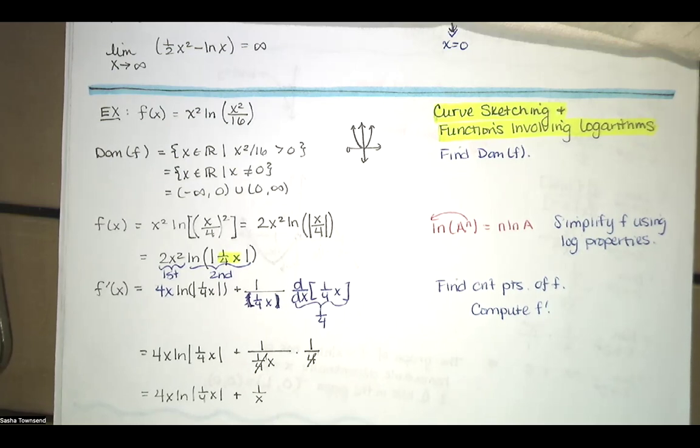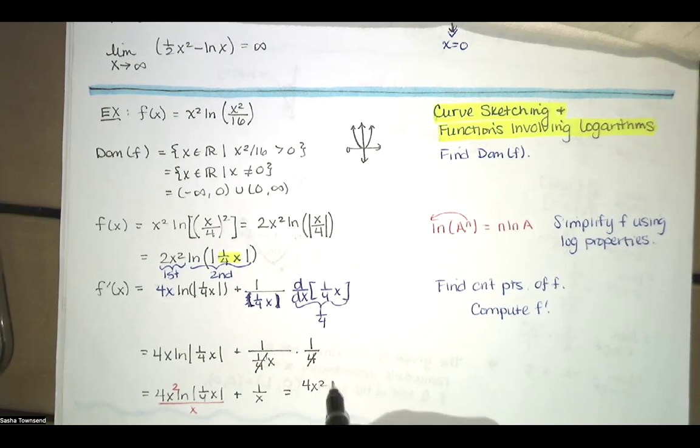If we want to, we can get a common denominator. We can multiply this by x divided by x. If I multiply the numerator by x, I'm going to have an x squared. If I multiply the denominator by x, I just get an x in that denominator. Then we can add the numerators. So we have 4x squared times natural log of the absolute value of 1/4 x plus 1, all divided by x. That's our f prime.